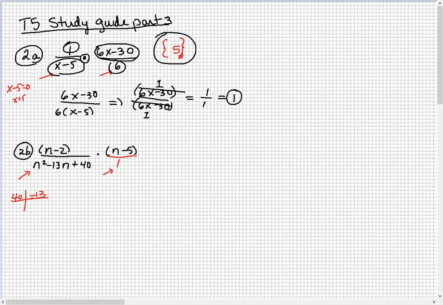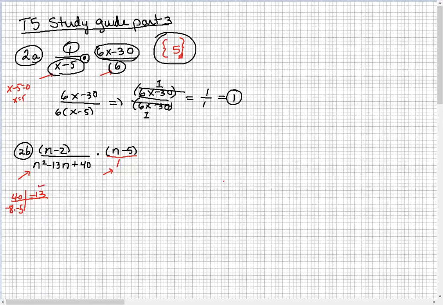10 times 4, no. 8 times 2, no. Not sure what I was thinking, or what I just said on video, but ignore it. It's 8 times 5, but it has to be negative, so it's negative 8 times negative 5, right? Because that adds up to negative 13.